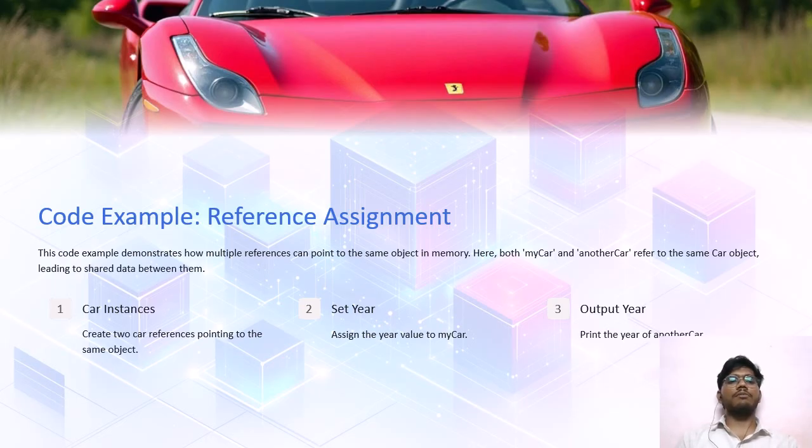Example code, reference assignment. This code example demonstrates how multiple references can point to the same object in memory. Here both my car and another car refer to the same car object, leading to shared data between car instances. So create two car references pointing to the same object, set the year, assign the year value to the car, and output the year, print the year of another car.